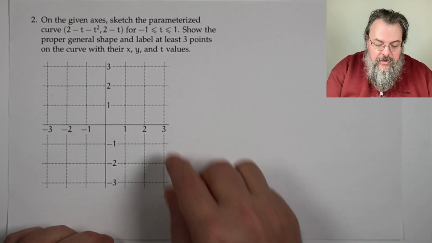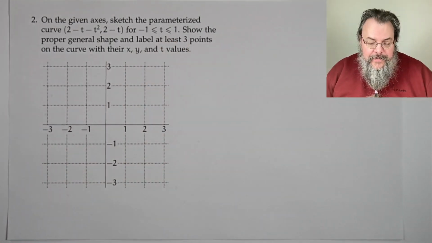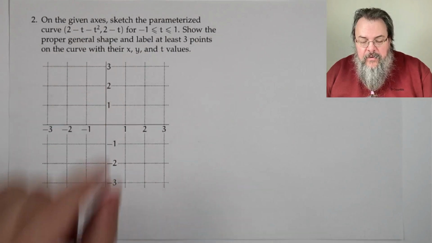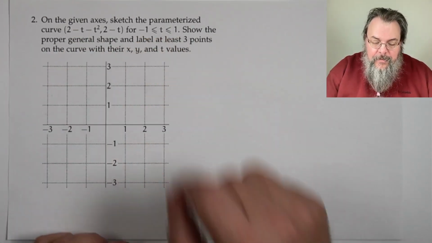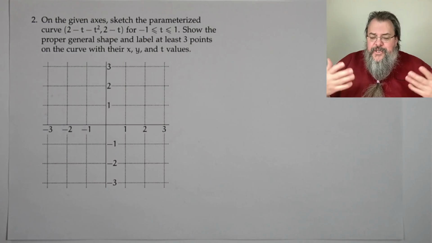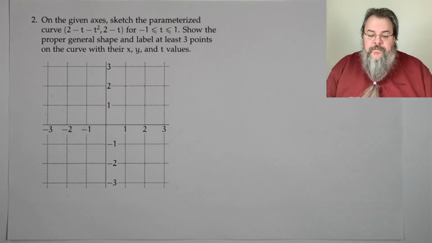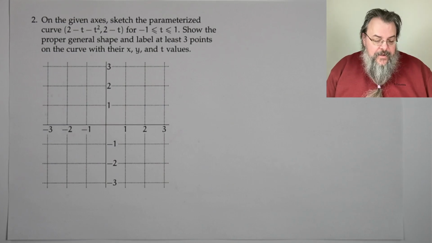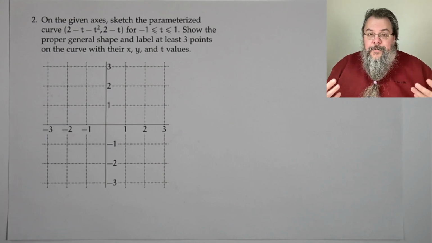On the given axes, in other words, here, sketch the parameterized curve 2 minus t squared and 2 minus t, where time goes from -1 to 1. Show the proper general shape and label at least 3 points on the curve with their x, y, and t values. All right, well, what do we do?